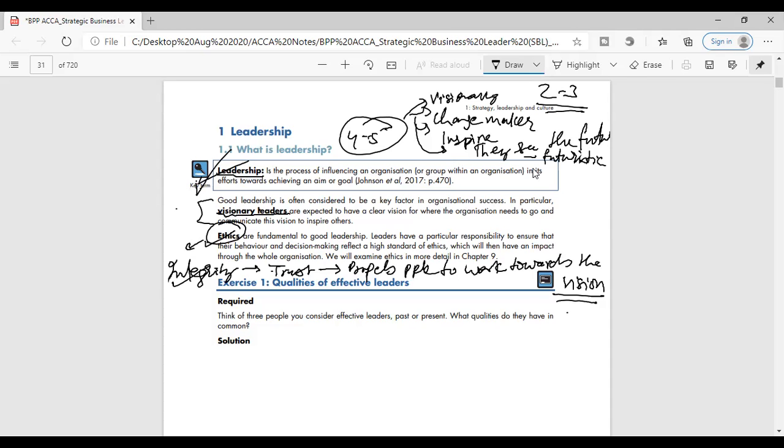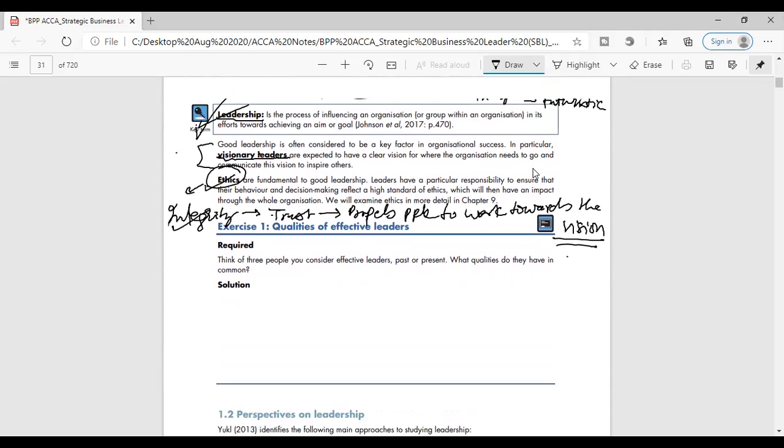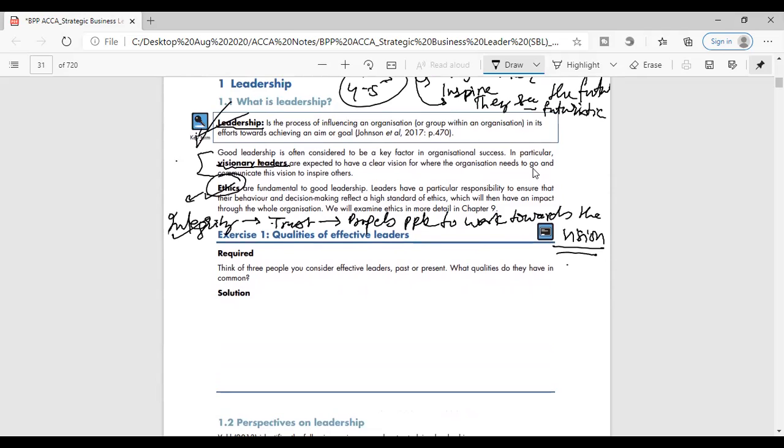So that kind of relationship should be kept in mind when defining the leadership and their traits, and why those traits are important. The question can come up like that as well. It may not be fixed in this format. It can change. So now think of 3 people you consider effective leaders, past or present.